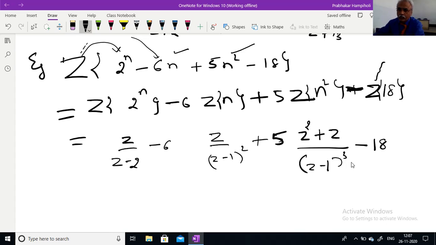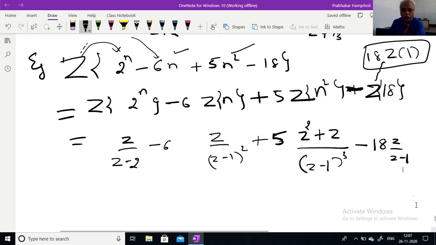So this becomes 18 into the Z transform of 1. But the Z transform of 1, we know that it is Z by Z minus 1. So we can write separately like this. Why should we not go in reverse? Of course, the inverse Z transform chapter comes afterwards, but for practice right now, why should we not go from Z to the n function?